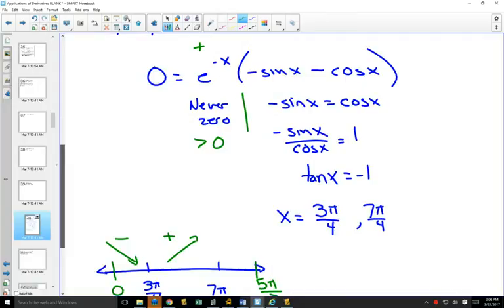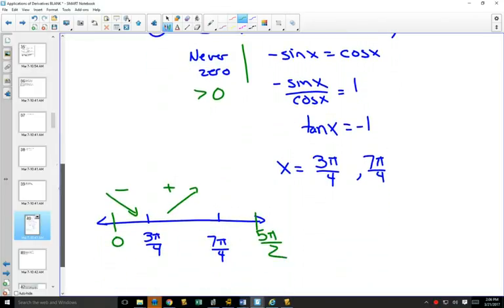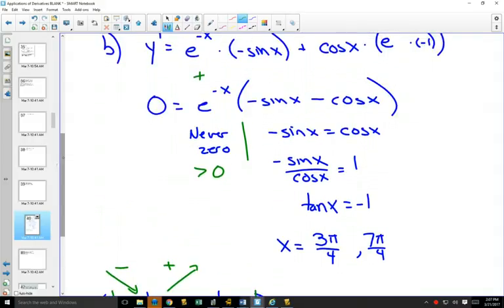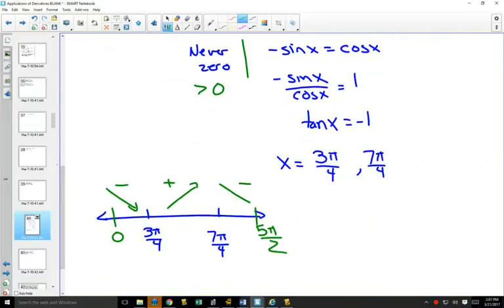And finally, if I choose something between 7 pi over 4 and 5 pi over 2, I'd probably choose 2 pi. Sine of 2 pi is 0. Cos of 2 pi is 1. This will be negative. A negative times a positive is negative again, so this will be decreasing.